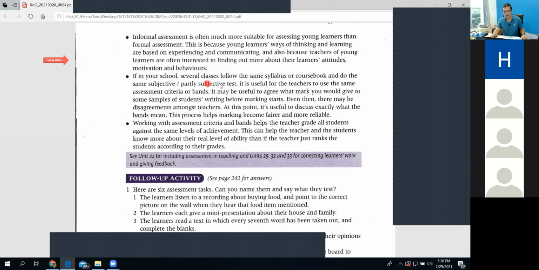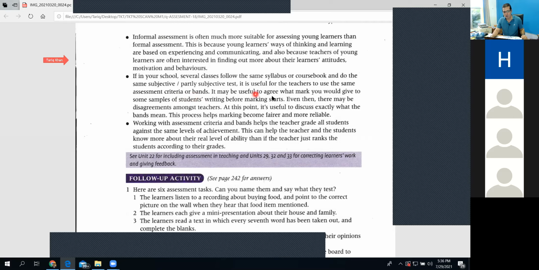In your school, several classes follow the same syllabus and course book and do the same, partly subjective test. It is useful for the teachers to use the same assessment criteria and bands.